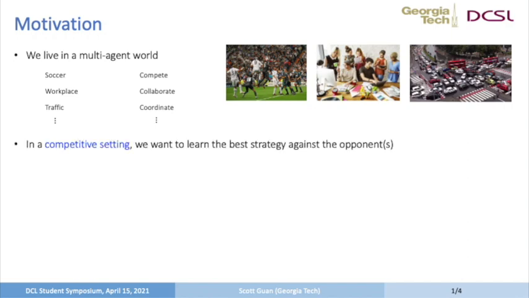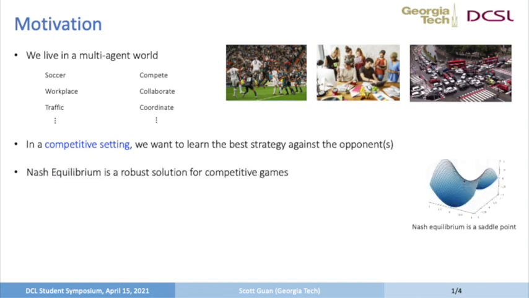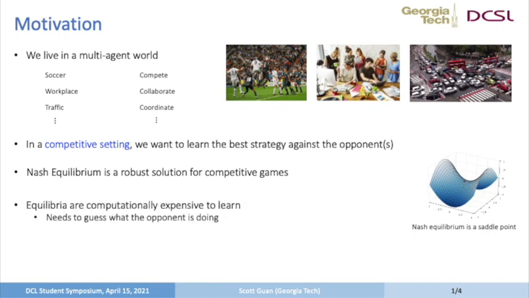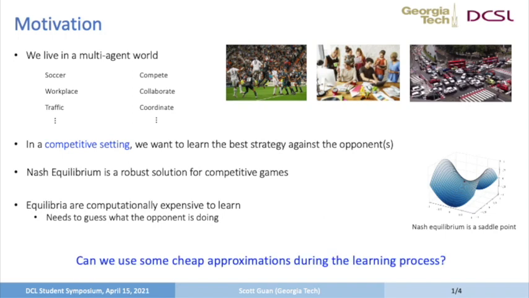In a competitive setting, like in soccer, we want to learn the best strategy against the opponent. A common solution concept for a competitive game is a Nash equilibrium, where the agents are best responding to each other's policy. However, equilibria are expensive to learn, since one needs to somehow guess or reason what the opponent is thinking and doing. A natural question is then, can we use some cheap approximations to reason during the learning process?